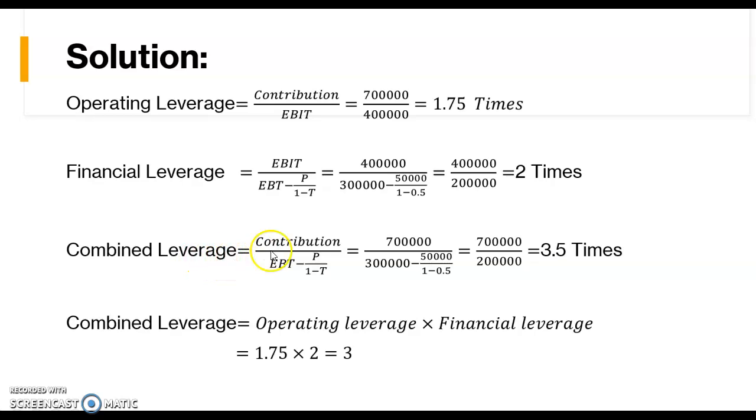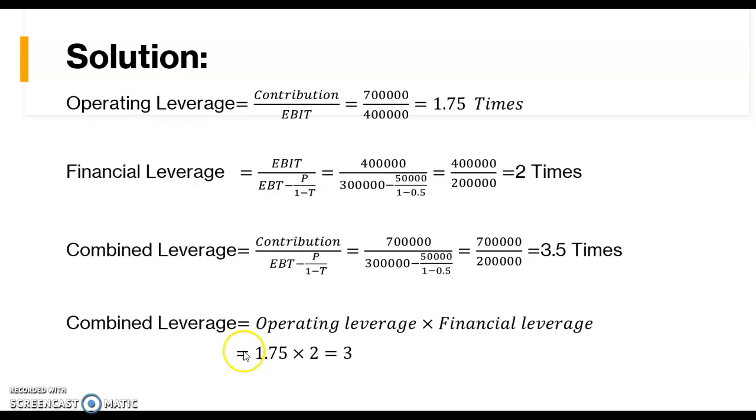Combined leverage. The formula is contribution divided by EBT minus preference dividend divided by 1 minus T. Here it is 7 lakh, that is contribution, divided by EBT 3 lakh minus preference dividend 50,000 divided by 1 minus tax rate 50%, 0.5. So 3 lakh minus 1 lakh gives you 2 lakh. So 7 lakh divided by 2 lakh is equal to 3.5 times. In another way, combined leverage is equal to operating leverage multiplied with financial leverage. Operating leverage is 1.75 times and financial leverage is 2 times. So 1.75 into 2 is equal to 3.5.